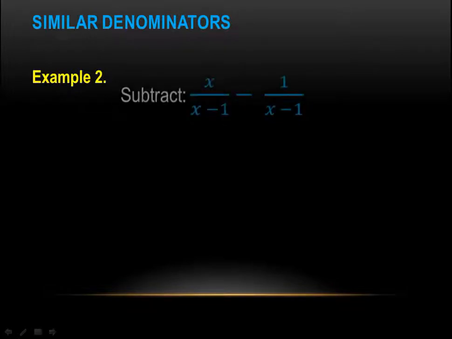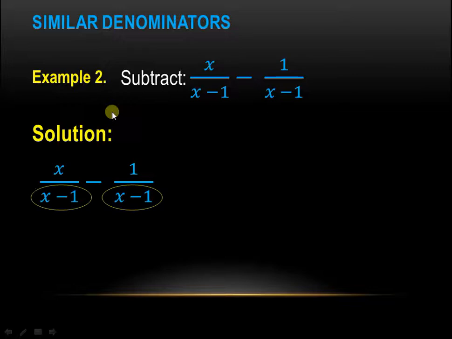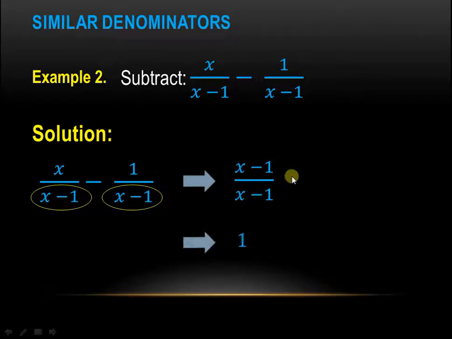Add x all over x minus 1, subtract 1 all over x minus 1. Once again, our denominators are similar, so focus now on the numerator. So this is x minus 1, which will give us x minus 1. And copy the denominator, that is x minus 1. We could still simplify this. x minus 1 divided by x minus 1 will give us 1.